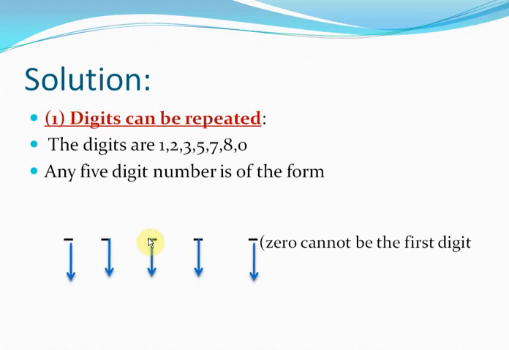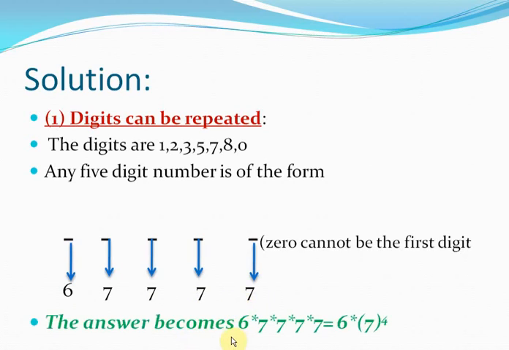Again the third place can also be filled in the same number of ways, 7 ways, because digits are repeated. And so the fourth place and the fifth place. So what we see is we can fill the first place in 6 ways, second place in 7 ways, third place in 7 ways, fourth place in 7 ways, and fifth place also in 7 ways. So in all the total number is equal to 6 into 7 into 7 into 7 into 7, and that is equal to 6 into 7 to the power 4.